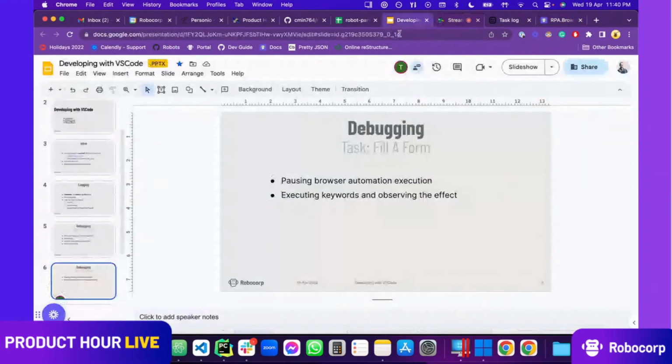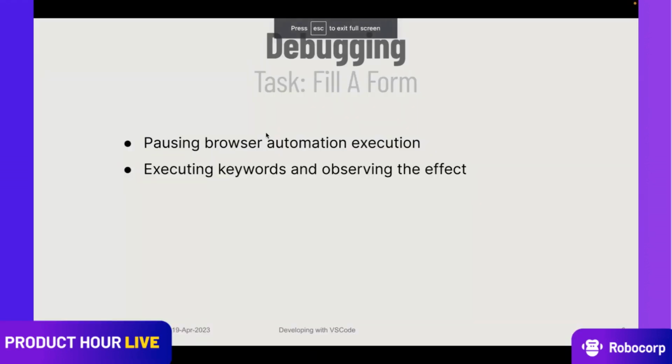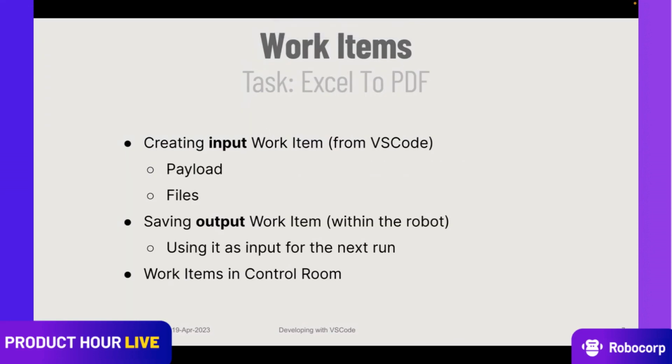Now, getting back to my slides over here, the next thing is not about debugging anymore. It's about the work items, the concept that I also just showed to you quickly in the introduction. I've got for you another task here called Excel to PDF. This is all about what work items are, creating one through the VS Code extension, and even creating an output one through the bot so we can use it further.